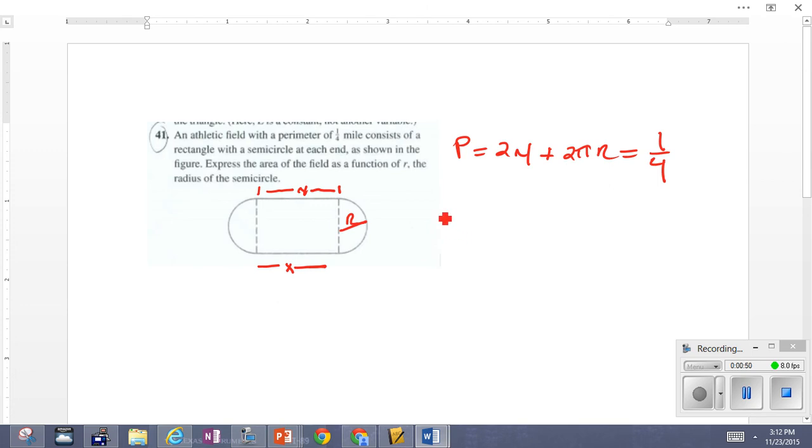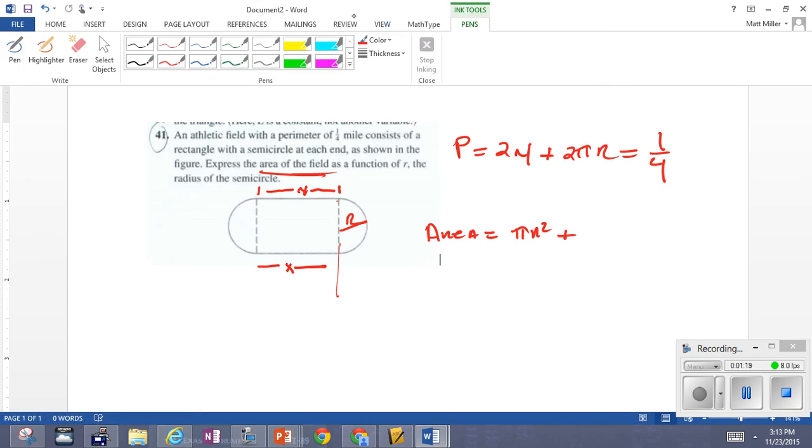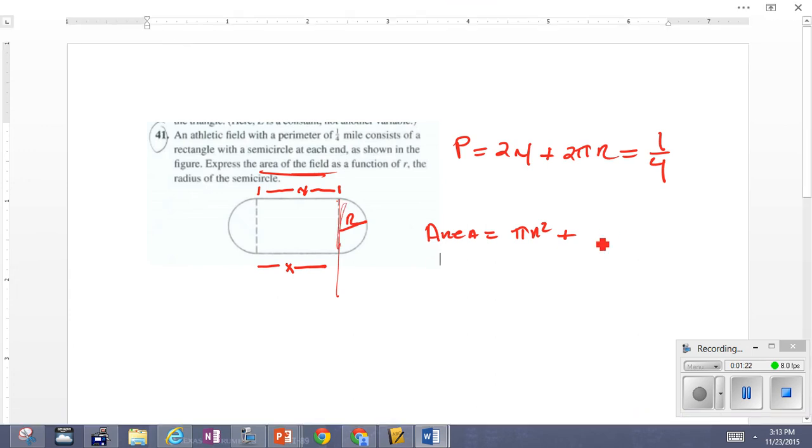The other equation we want to look at is the area of the field. Now, in terms of the area, I think you should agree that the area is going to be made up of a circle, which is pi r squared, plus a rectangle, the dimensions of which, this length here is 2r. So the rectangle would have the dimensions of 2r by x, so its area would be 2r times x.